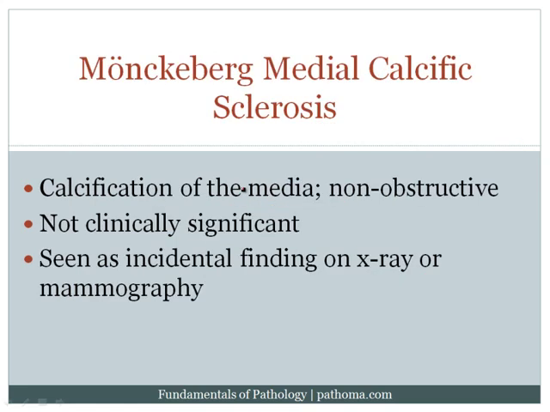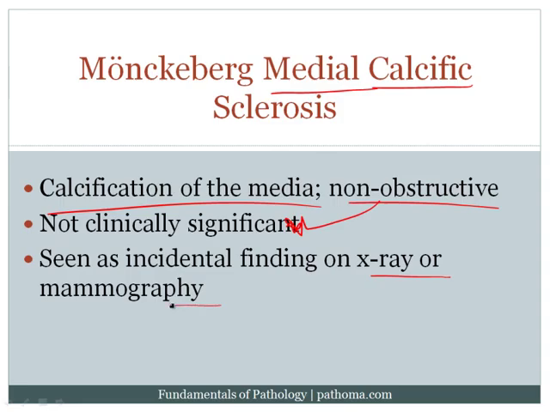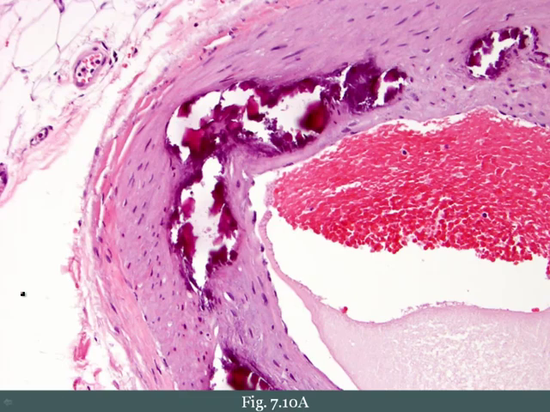Now, the third way by which you can have arteriosclerosis would be a disorder called Monckeberg's medial calcific sclerosis. And the idea here is that you get calcification of the media. That's why it's called medial, and that's why it's called calcific, calcification of the media. Now, this is non-obstructive, and therefore it's not clinically significant, and it's seen as an incidental finding on X-ray or mammography. This is what the histology looks like.